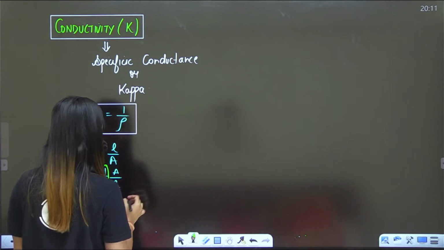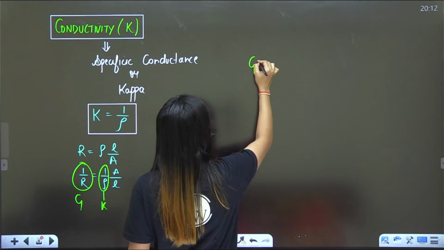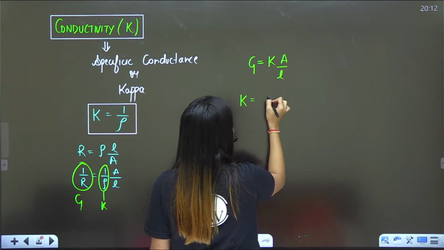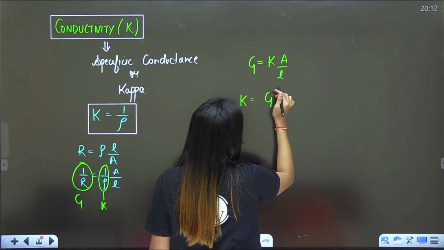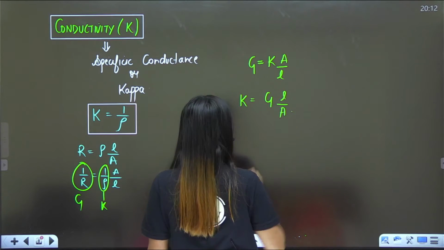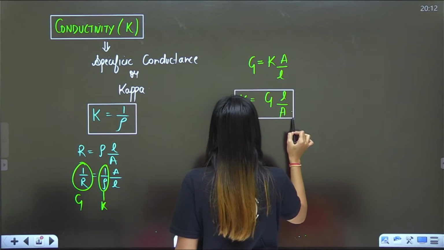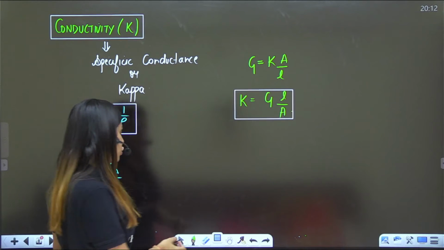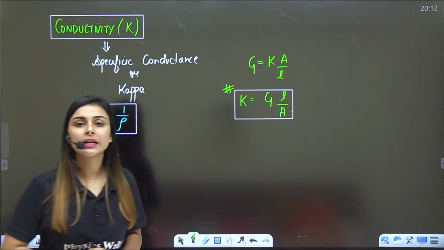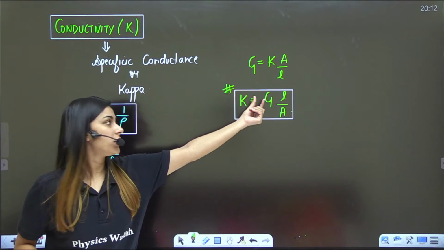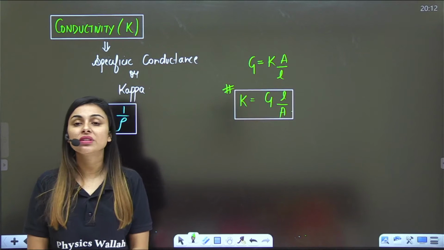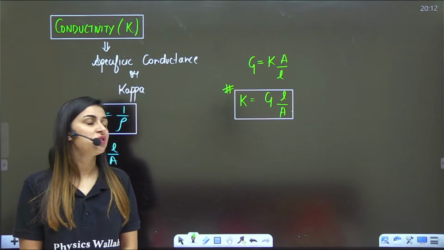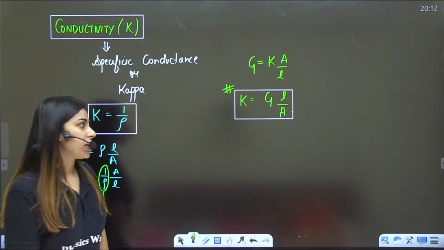Yes. So from here, my dear students, we can say that G is actually equal to K into A by L. So you can find the K expression, which is equal to G L by A, right? Yes. So this is the expression for conductivity. G is your conductance, L is your distance between the electrodes, and A is your cross-sectional area. So conductivity or kappa or specific conductance is given by G L by A. Okay, perfect. I hope you're clear till now.